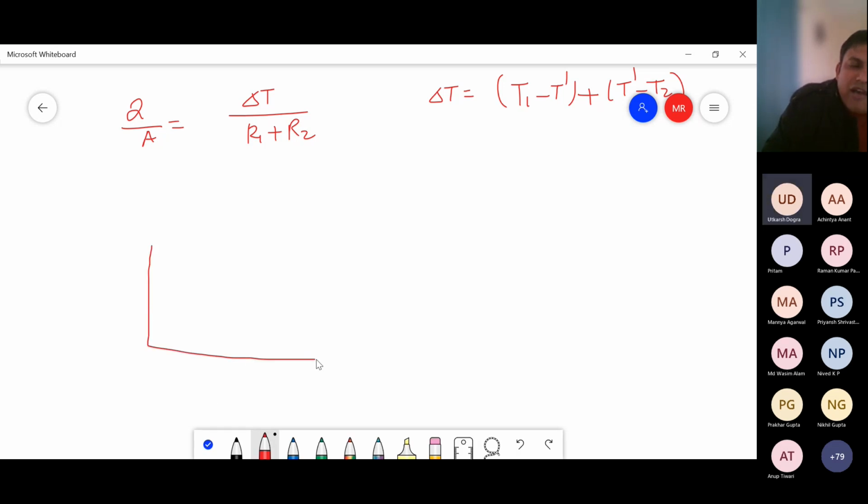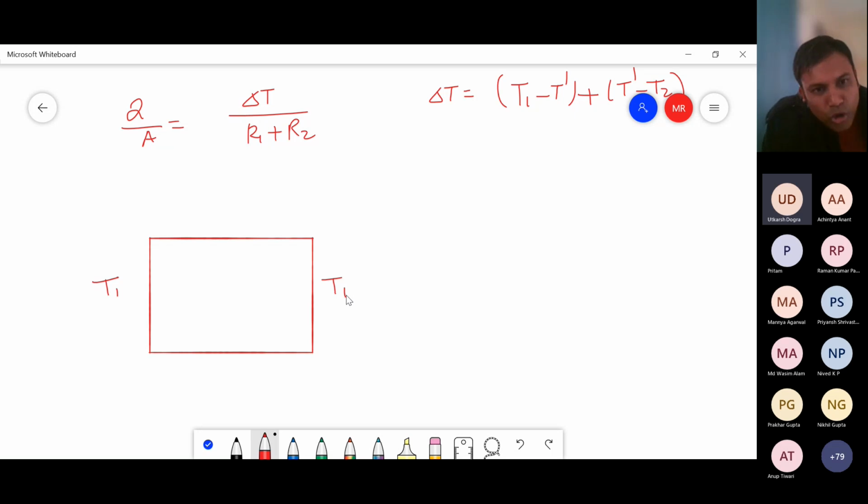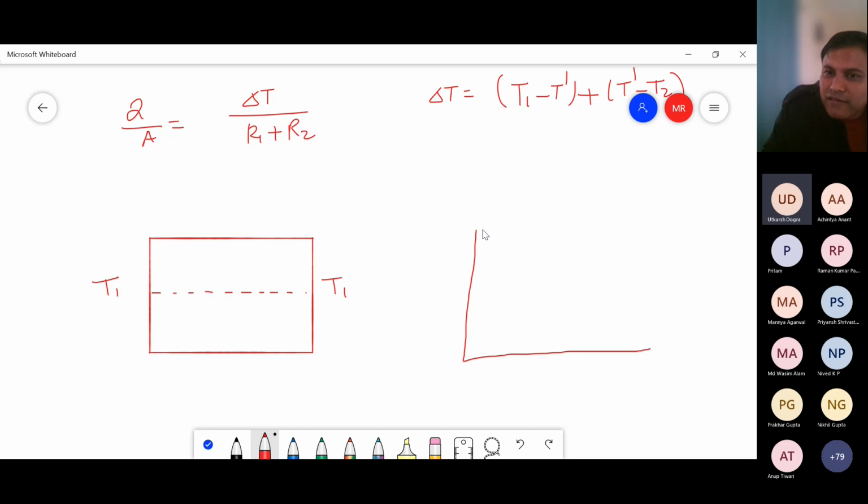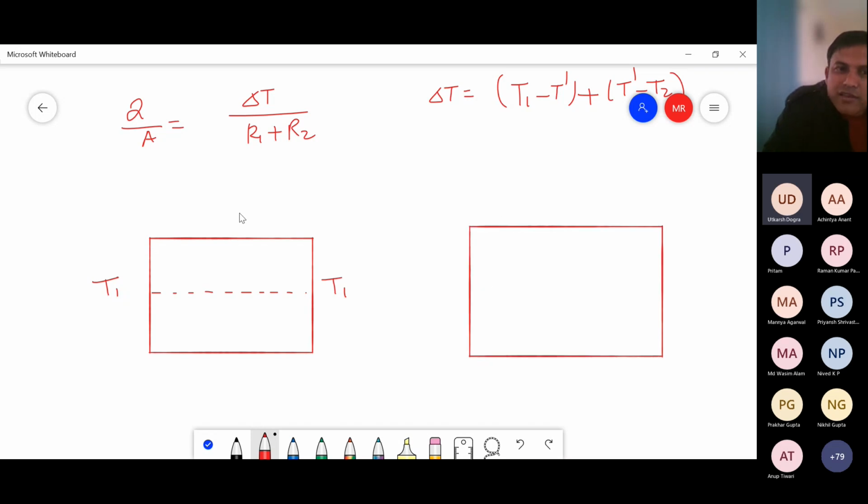If I'm having this particular block, let's say here the temperature is T1 and here the temperature is also T1. Will there be a heat transfer if there is no generation? If there is no generation in the system, in that case your temperature profile is going to be this, isn't it? Yes, sir. Your temperature is going to be the same as T1 everywhere inside. But let's say if there is a generation.